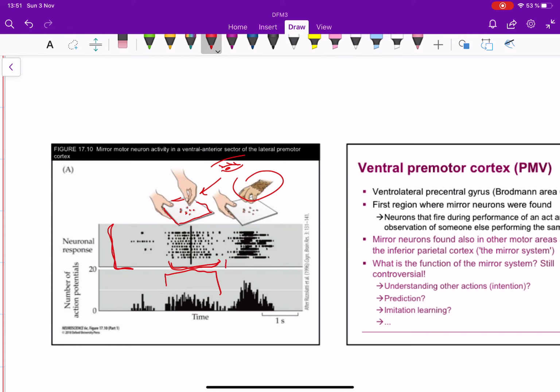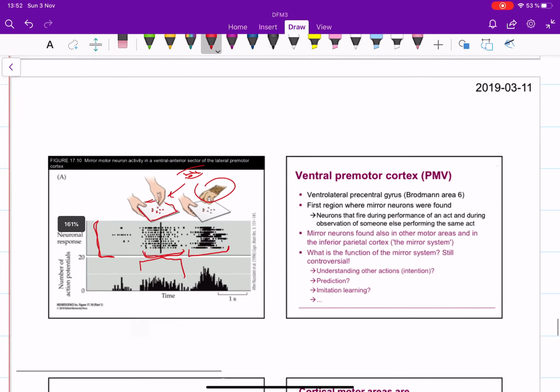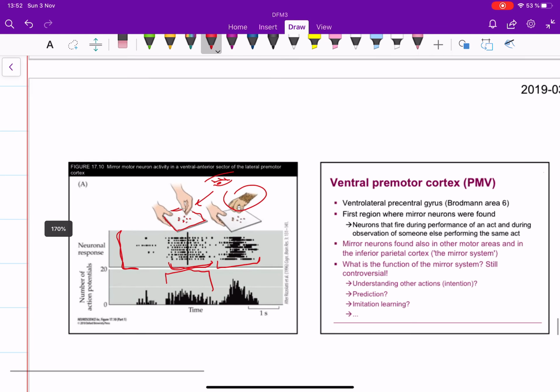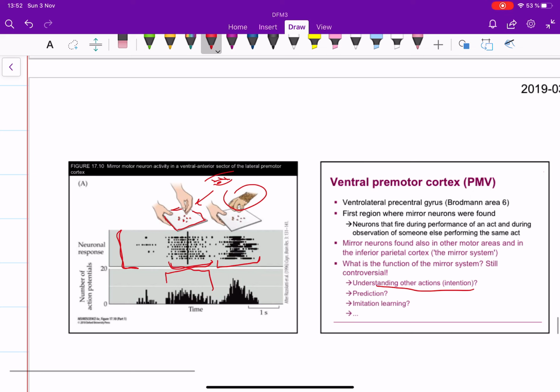Mirror means that not just the actions that I do, but also my brain fires action potentials if we are watching others do something. And that's where the ventral division of the lateral part of the premotor cortex is responsible for that. So that's where we understand other actions, where we learn.